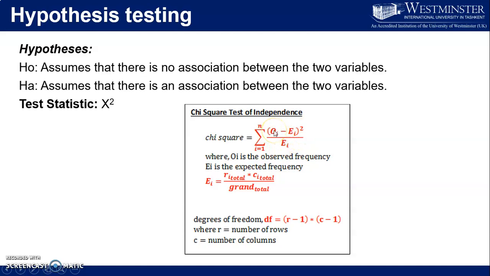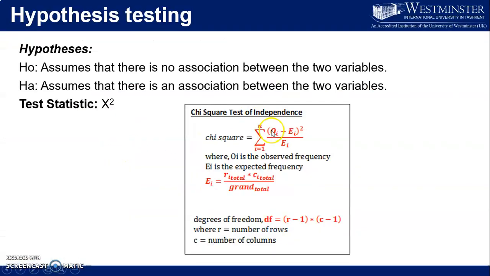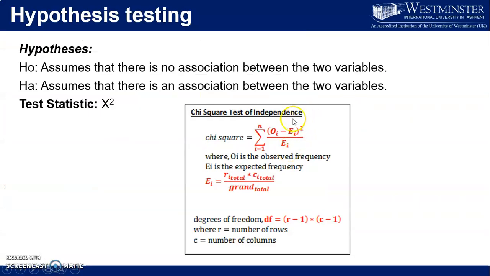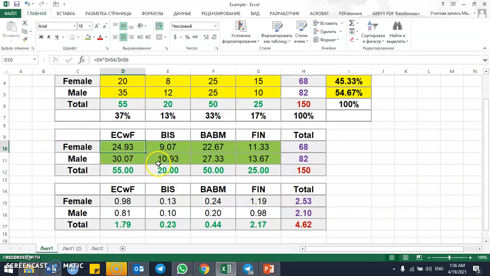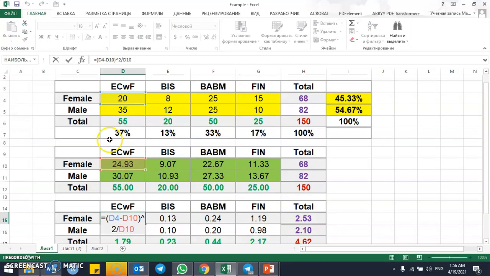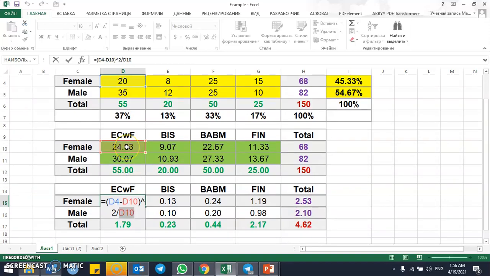The observed ones are these real ones that we got from our survey. But then expected ones are those in this cell. So we have to find a difference, and we have to square it and divide by the expected value. We have to do it for all 8 cells. In other words, we have to find the difference between the real value and expected value, square it and divide by the expected value.